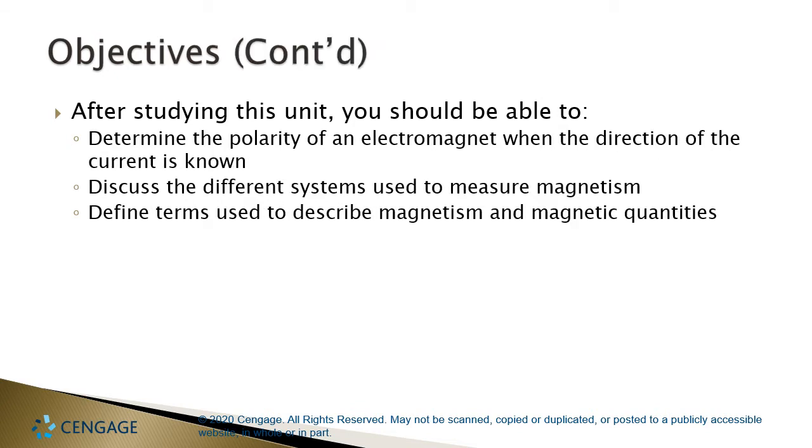In addition, you should be able to discover the polarity of a magnet when you're dealing with an electromagnet. The fact is the way it's assembled and the way the current flows will tell you what the polarity is, so you need to know how to do that. In addition, you should know the different systems used in terms of measuring magnetism. There's a number of different quantities, properties, units. These all are important for you to be familiar with. And then, of course, any additional terms used to describe these. So these are these various quantities and properties associated with magnetism.